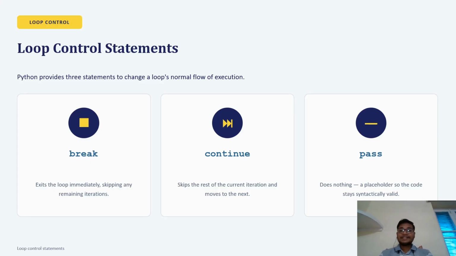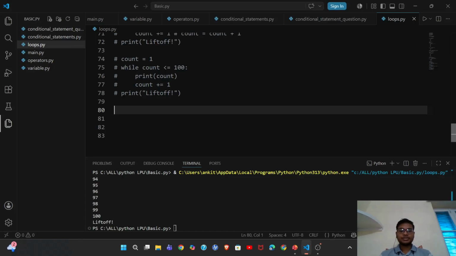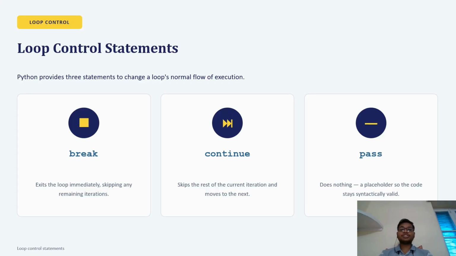So at this point, we have done all the syntax-based questions, problems on for loop and while loop. I hope there is no problem inside the for loop as well as the while loop. So after that, let's move forward to the loop control statements.